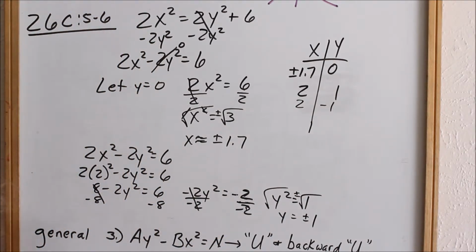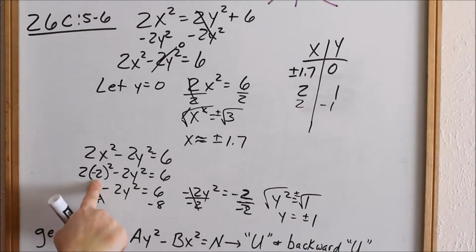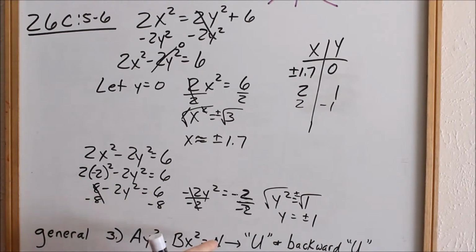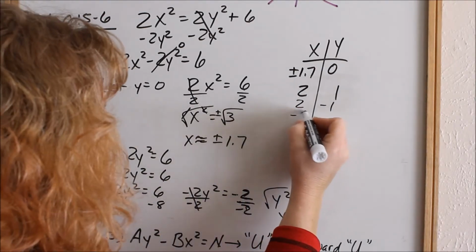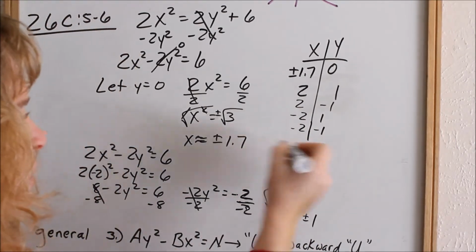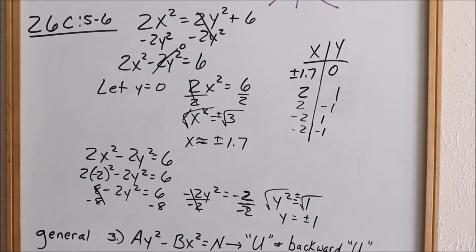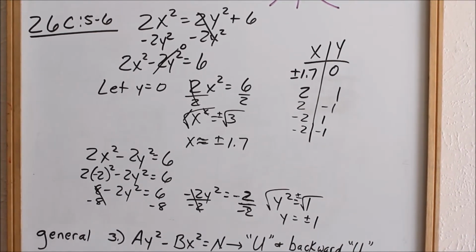Okay? If I go put in a negative 2 over here, I'm going to get the same answer because I'm squaring it. Negative 2 squared is still a positive 4, and positive 4 times 2 is 8. So I'm going to get the same thing when I put in negative 2. So when I put in a negative 2, I get a positive 1 and a negative 1. So those are points that I can plot on my graph just to make it a little more specific.